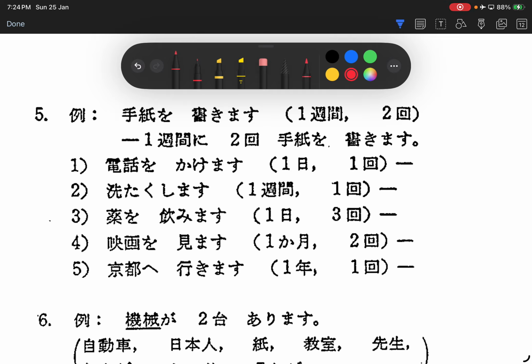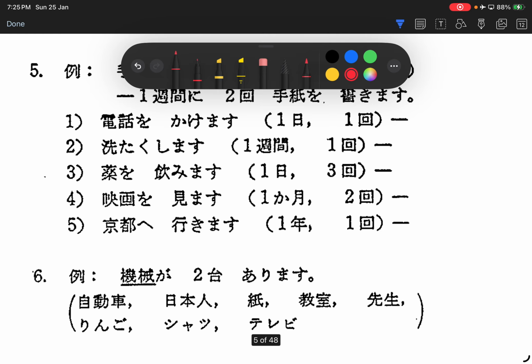Okay, number 1. 電話をかけます。1日1回。Yes. 1日間に1回電話をかけます。Okay, can. 1日間に1回電話をかけます。or 1日に1回電話をかけます。can. Okay, next, number 2. 洗濯します。1週間1回。Yes, Rachel. 1週間に1回洗濯します。Okay, very straightforward. Thank you.